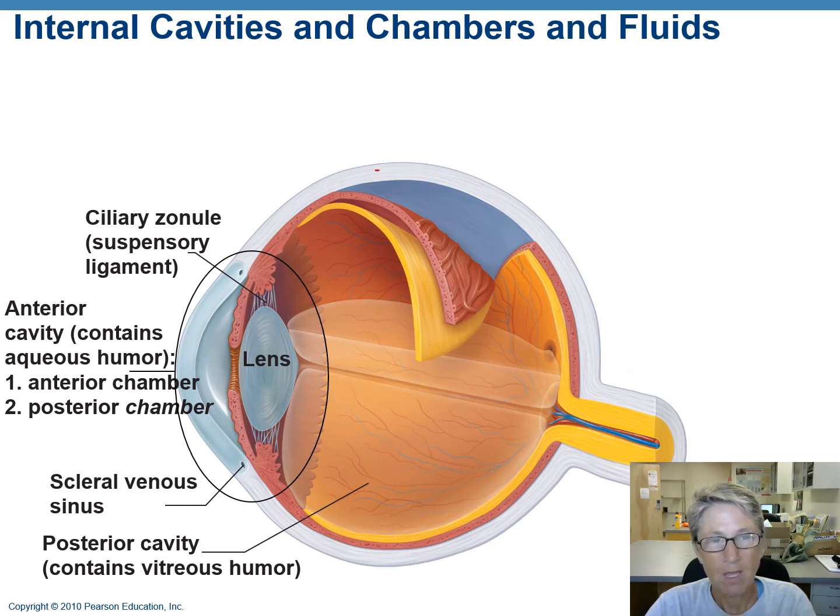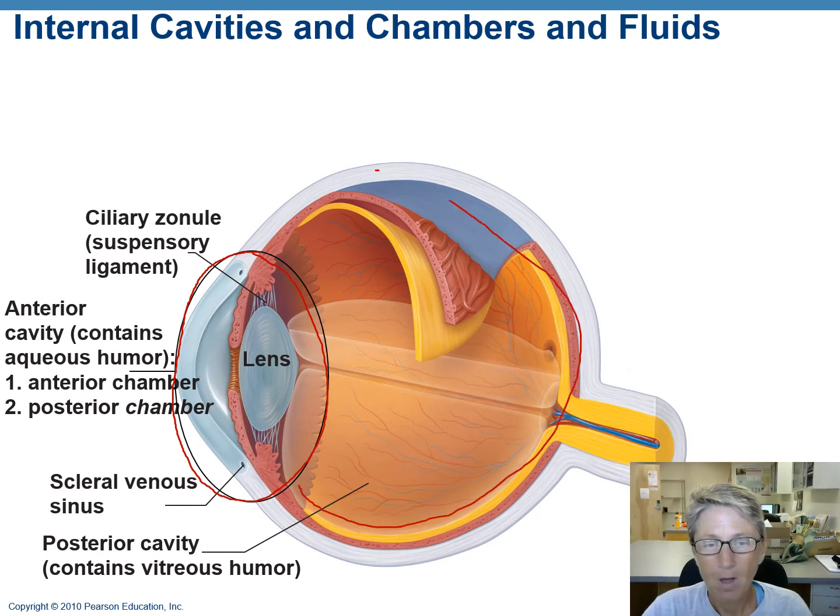We're going to look at the internal cavities and chambers and fluids, oh my, for the eyeball. So this circle is showing you the location of the anterior cavity containing aqueous humor. If there's an anterior cavity, there has to be a posterior cavity, and there is. This whole bulk of the eyeball back here is the posterior cavity.